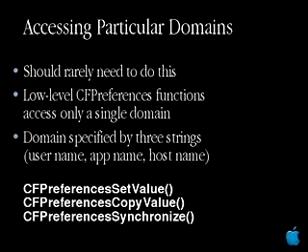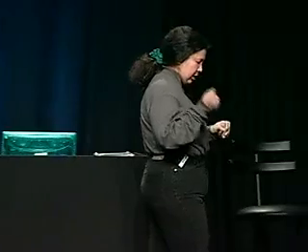In this case, we have the same 3 kinds of functions. We have a read function, a write function, and a synchronize function. However, instead of specifying the preference location simply by app ID, you're going to have to specify the full triplet of username, host name, application name. Application ID, I should say.